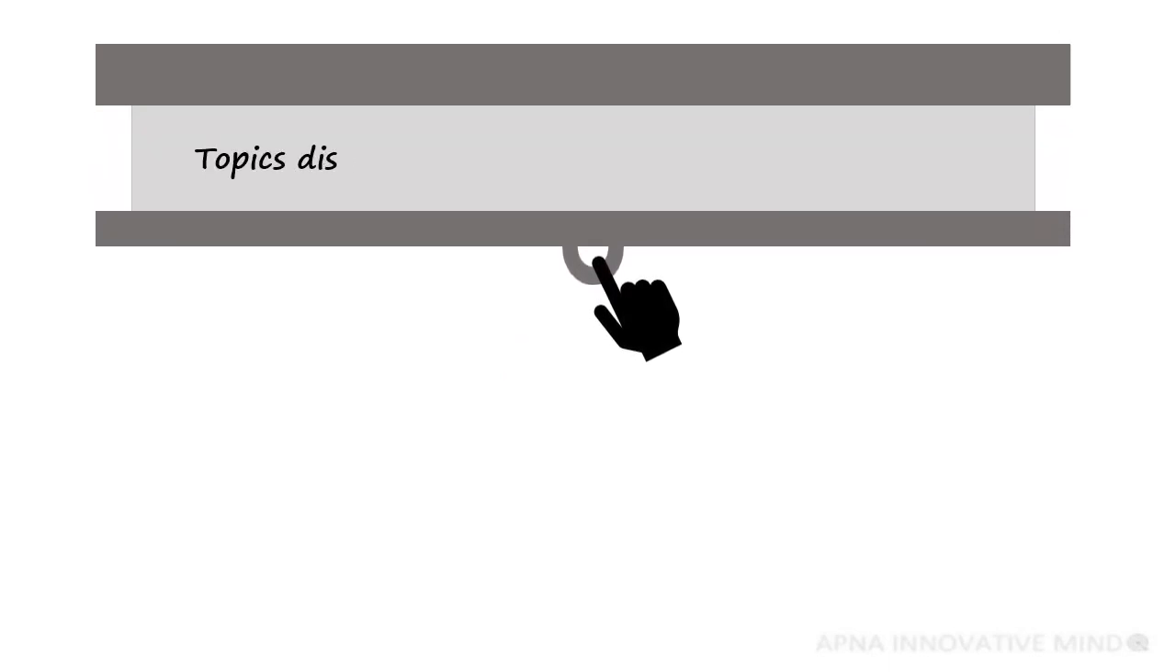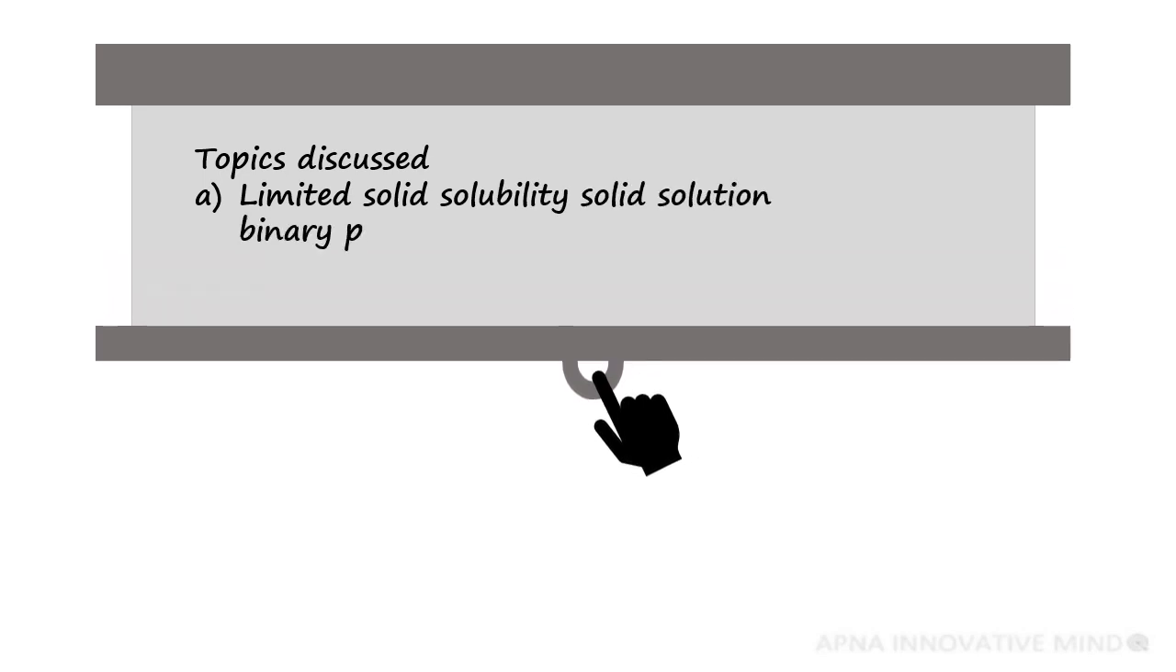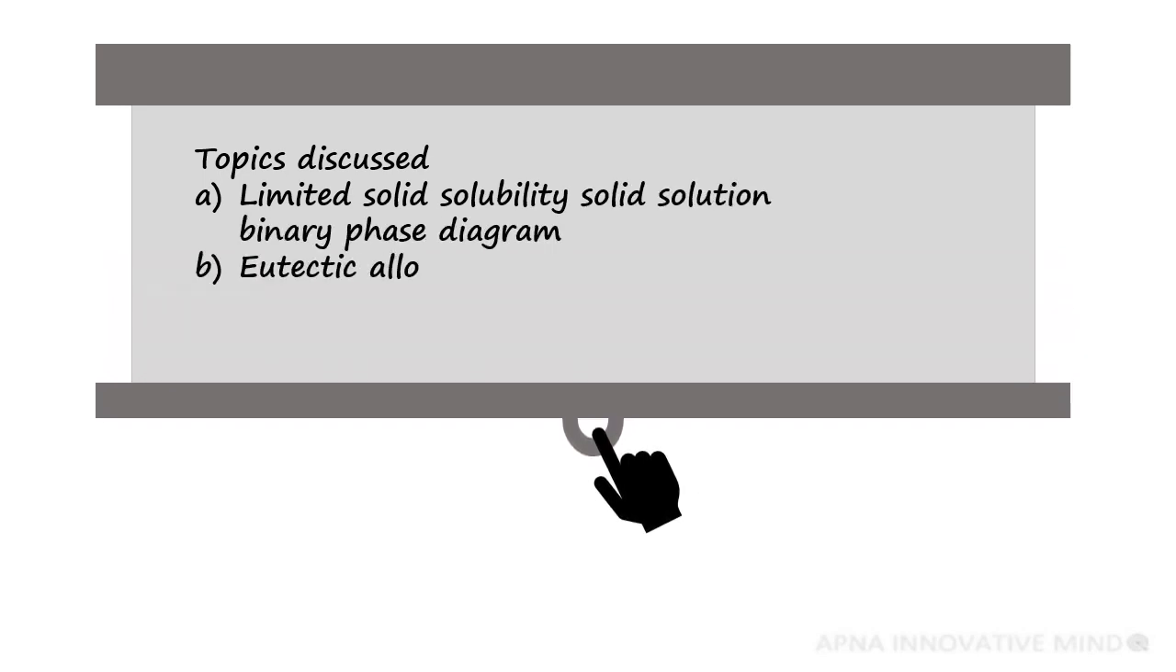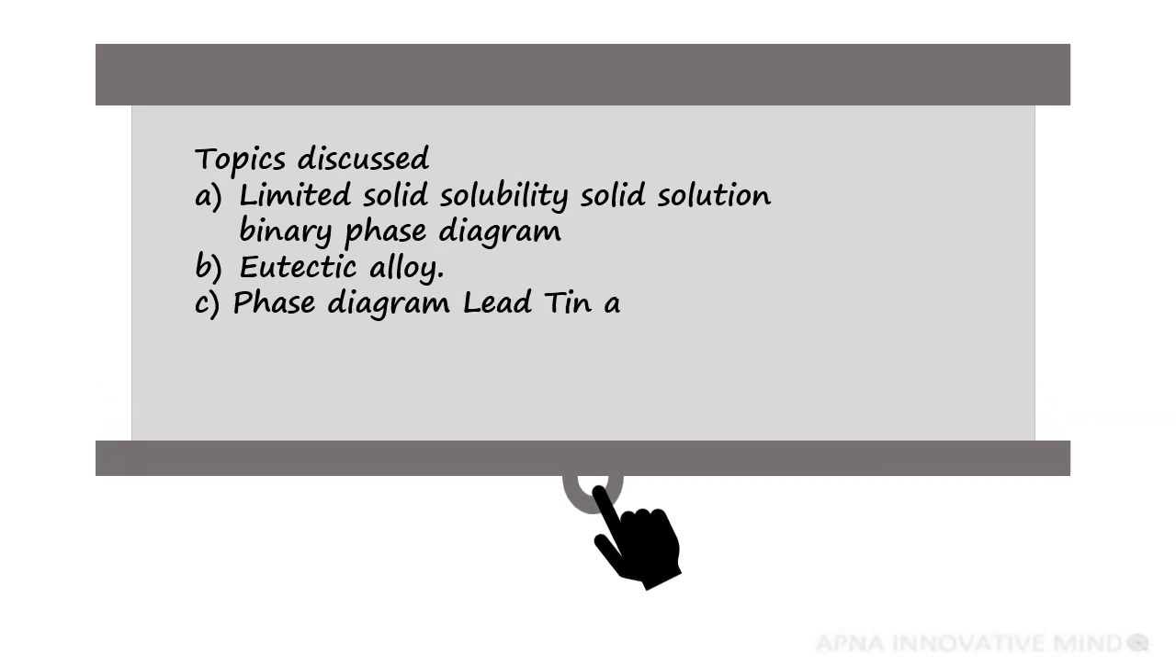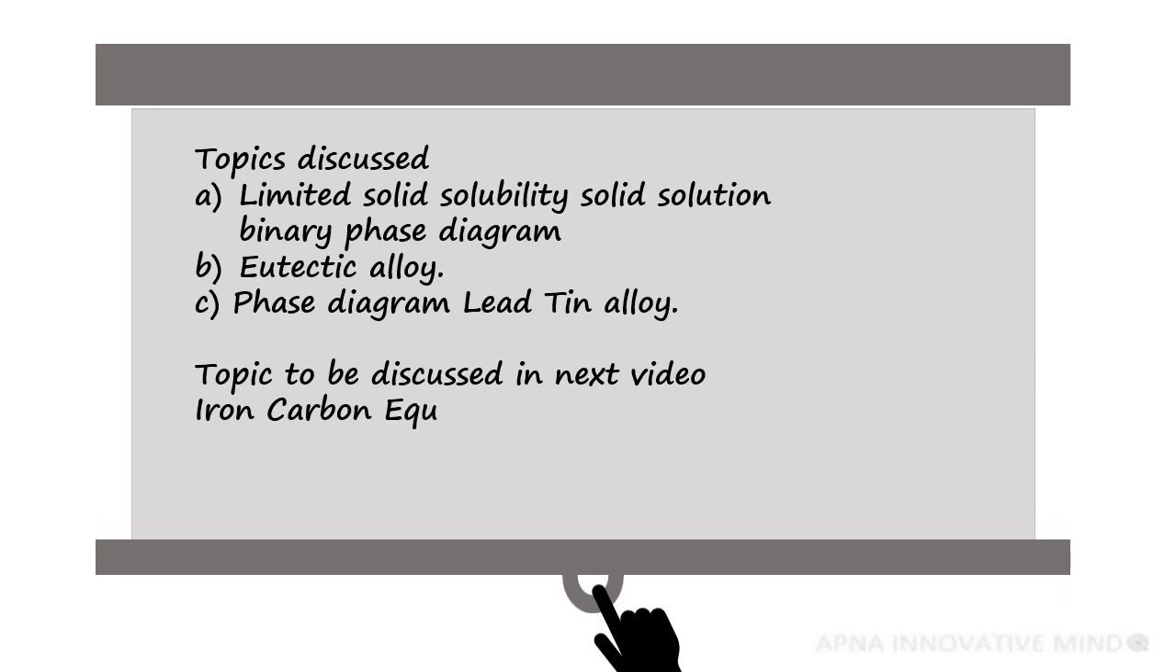Topics discussed in this video are limited solid solubility in solid solution, phase diagram, eutectic alloy, and phase diagram of lead and tin alloy. The topic to be discussed in the next video is the iron carbon equilibrium diagram.